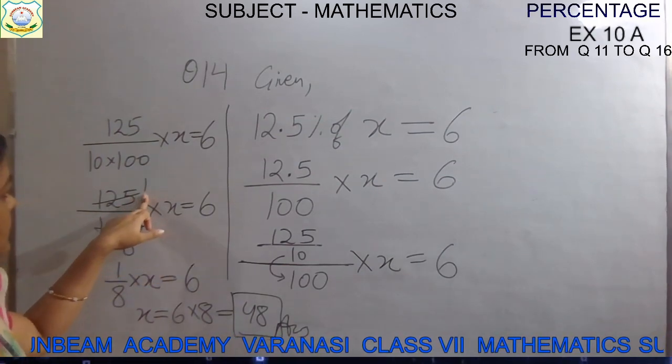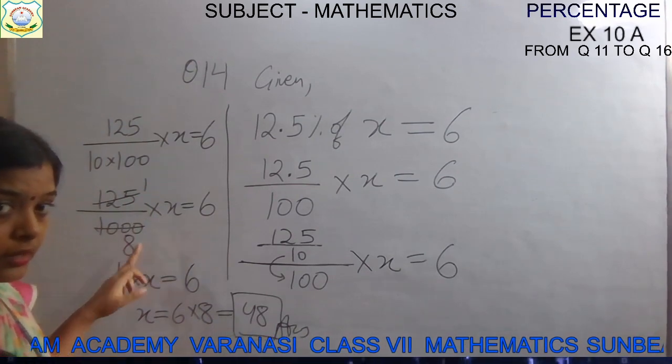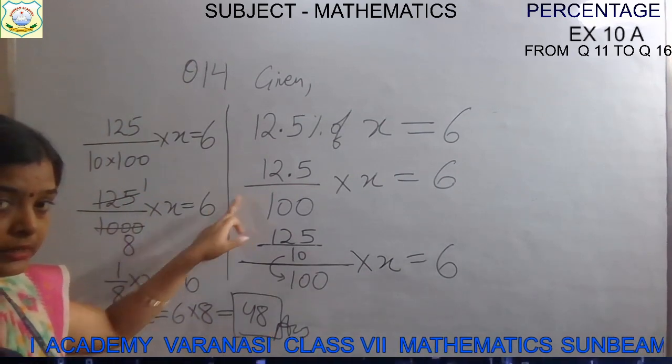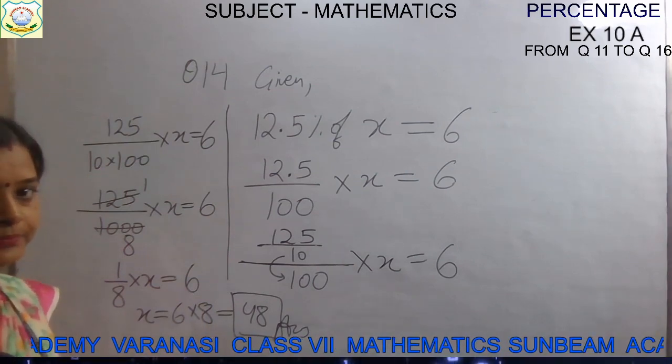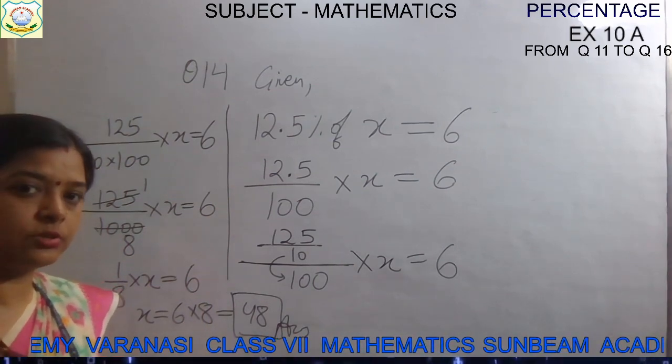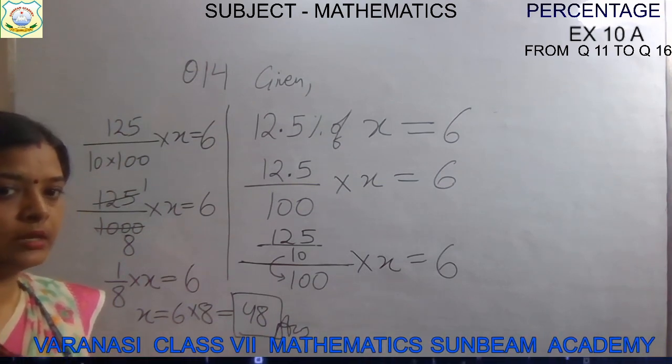125 ones are 125 and it is 8 times, children. 8 will transpose there and it will multiply with 6. So 6 8s are 48. In this way we can solve this question. Clear? Okay. Now let's move ahead.